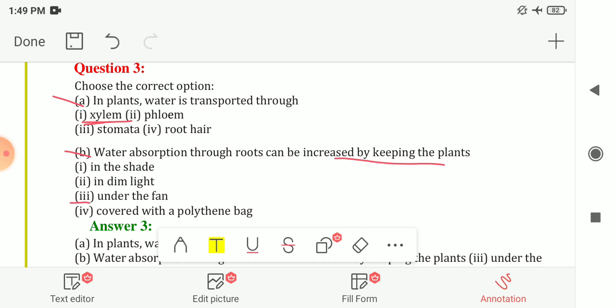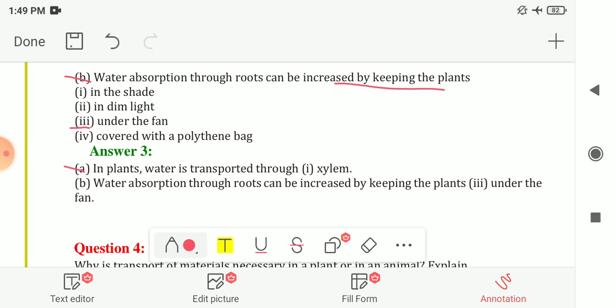So here your question number 3 gets over. The answers are given to you that in plants, water is transported through xylem and water absorption through roots can be increased by keeping the plants under the fan.